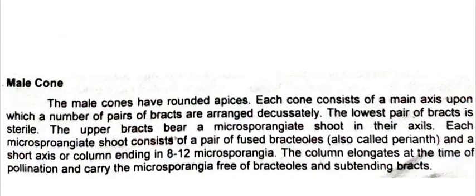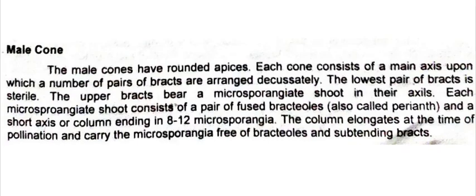Now we will see the structure of the male cone. Male cones have rounded apices, meaning the terminal or upper parts of the male cones are rounded, and each cone consists of a main axis upon which a number of pairs of bracts are arranged decussately. Decussately means opposite to each other. In one pair, the two bracts which are present are opposite to each other.